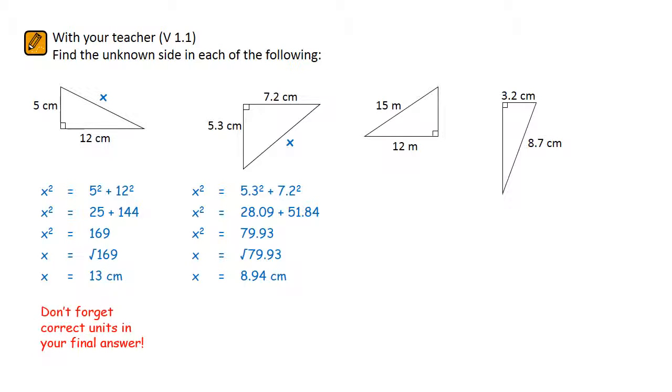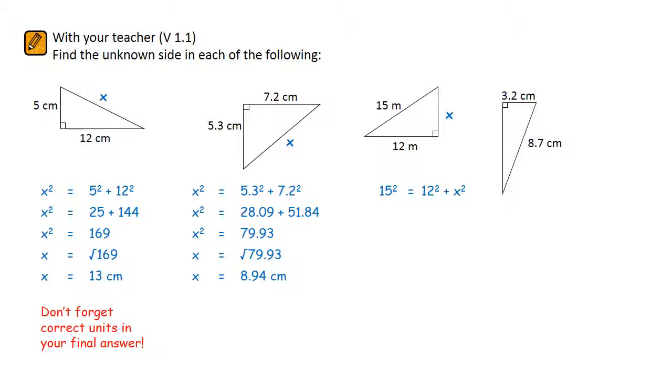The next example is a little bit different. In the first two ones that we did, x was the hypotenuse side. But in this third example, x is one of the other two sides. When we set it up, we set it up exactly the same way. The hypotenuse squared is equal to the sum of the other two sides squared. So it's 15 squared equals 12 squared plus x squared. But we have to do a little bit more transposition to find out what x is.